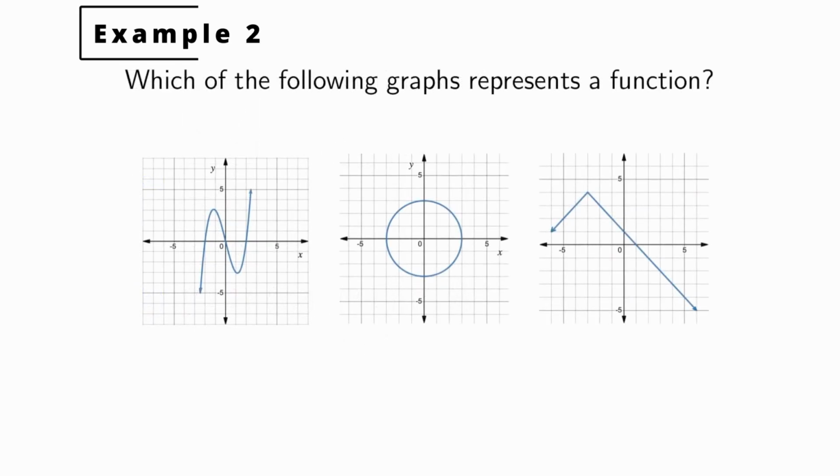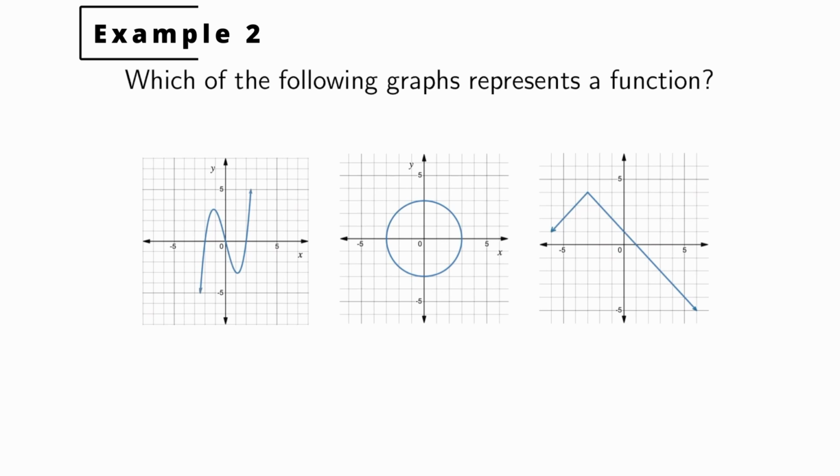So this one is not a function. Example 2, which of the following graphs represents a function? Here we're really interested in which of the following graphs gives y as a function of x. So the idea is, are there in any of these graphs one x assigned to more than one y?